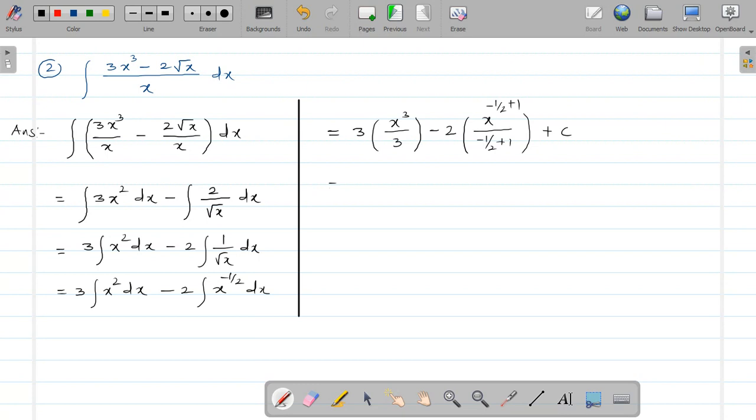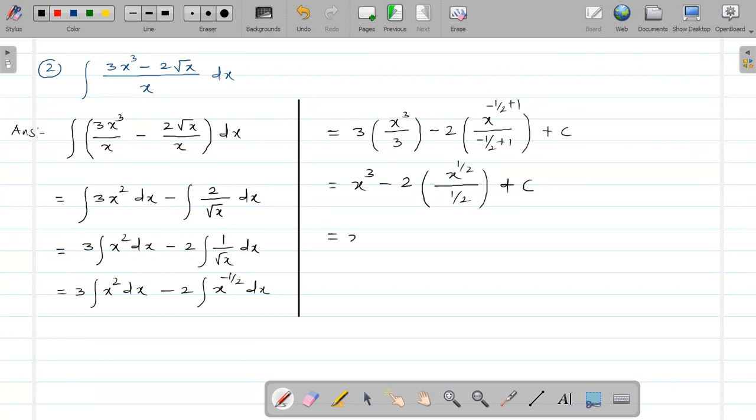So the process of the integration is completed. Now just rewrite the terms by simplifying. So 3 and 3 will get cancelled. So the first term will be x cube, minus 2 as it is. Now here in bracket what will you get? x raised to minus 1 by 2 plus 1 means x raised to 1 by 2, upon, here you will get 1 by 2. Okay, plus constant.